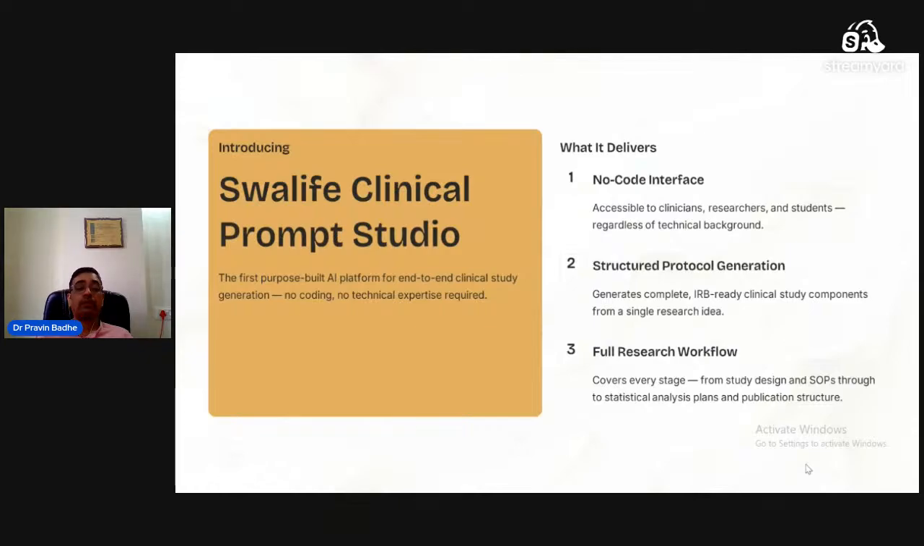So the Swallow Clinical Prompt Studio is an interface which is non-coded. I showed you the predictive intelligence. It is similar to that, but this is little bit different. In predictive, you get a lot of already content which is useful directly to start with the prompt studio. It is a non-code. It can be utilized by without any technical background. Generate complete set of the protocol information which you can utilize and design and use that protocol for further studies.